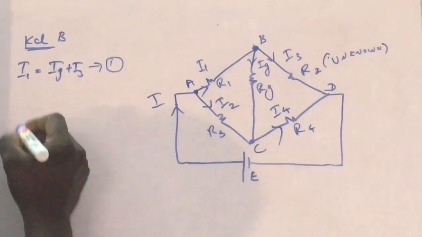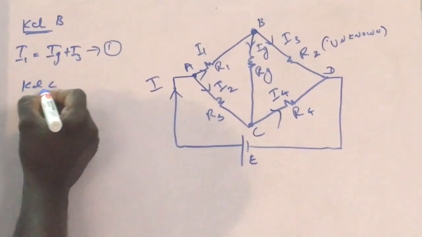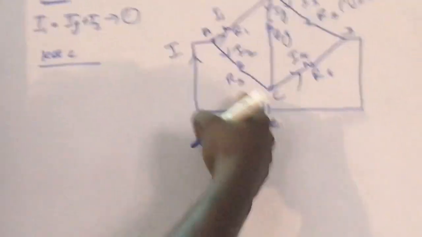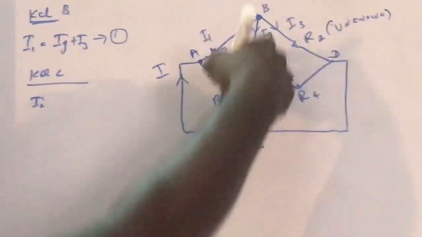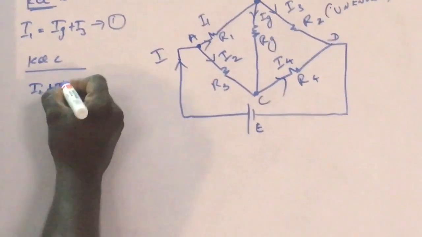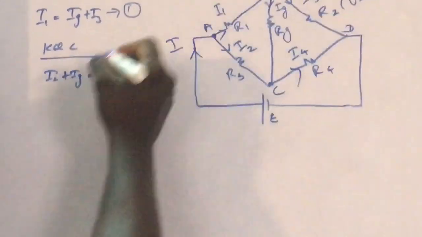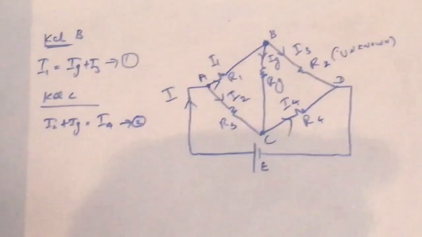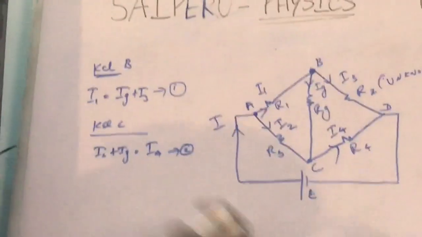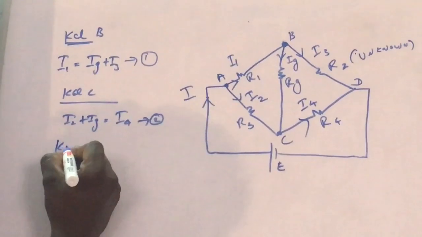Now I am going to apply KCL at C. What is the current entering? Current entering is I2, and current entering is also Ig. What is the current leaving? Leaving current is I4. So that is my equation number 2. Both the equations are solved now. After KCL is done, now I am going to apply KVL.